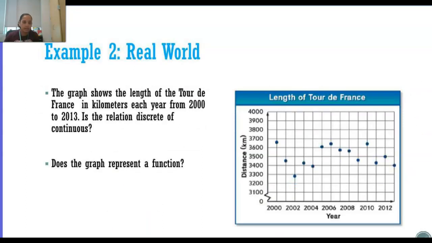Here's a real-world example. This graph shows the length of the Tour de France in kilometers each year from 2000 to 2013. Is the relation discrete or continuous? So by the fact that I'm noting that I see individual points on this graph instead of a smooth curve or line, that would let me know that this is discrete.